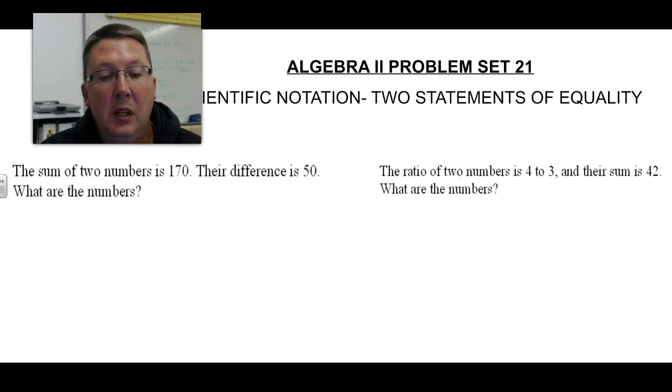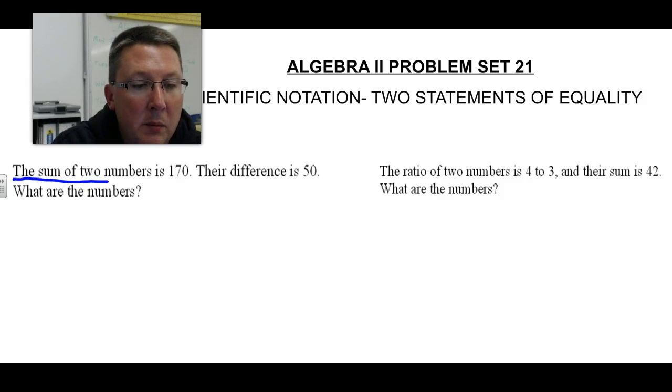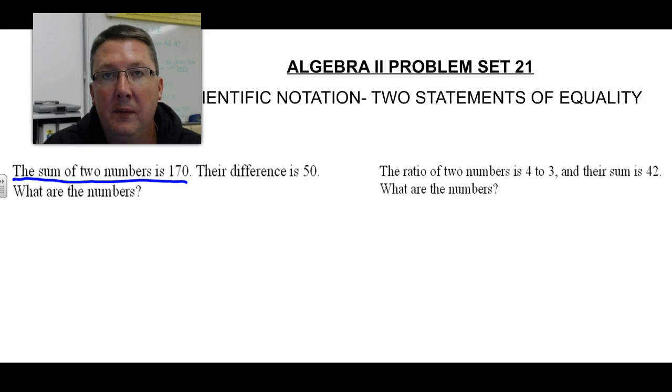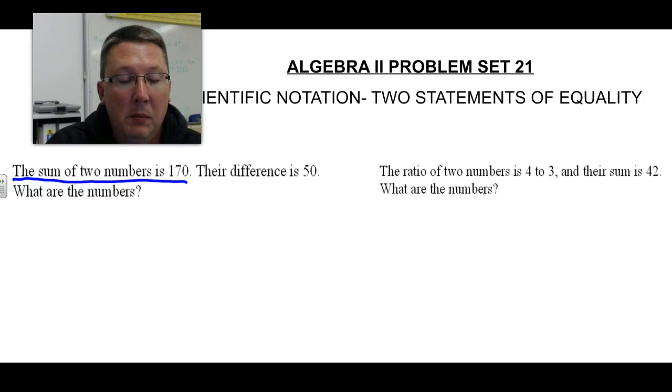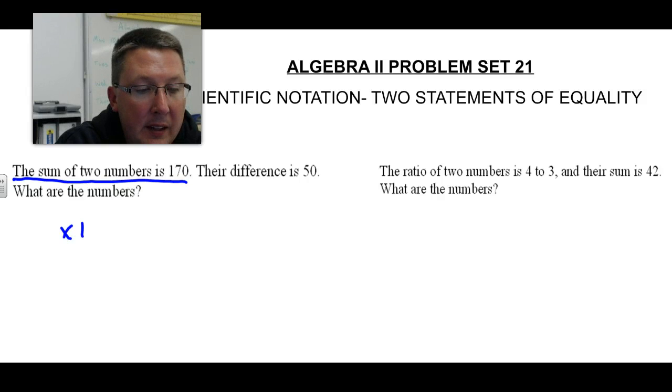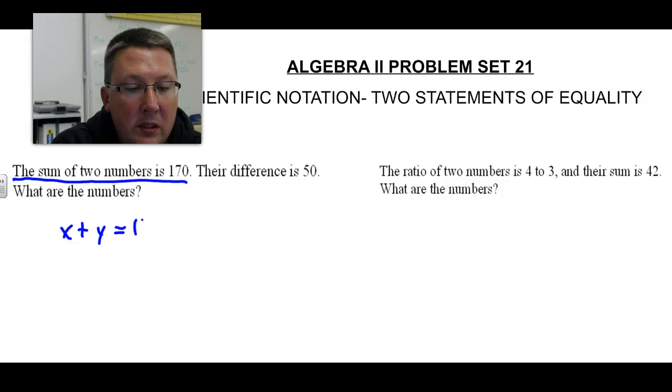The sum of two numbers is 170. Their difference is 50. What are the numbers? So out of this information, we need to write two equations. The first one is the first sentence: the sum of two numbers is 170. All right, if I use my two variables, x and y, the sum means I add them together. x plus y equals 170.